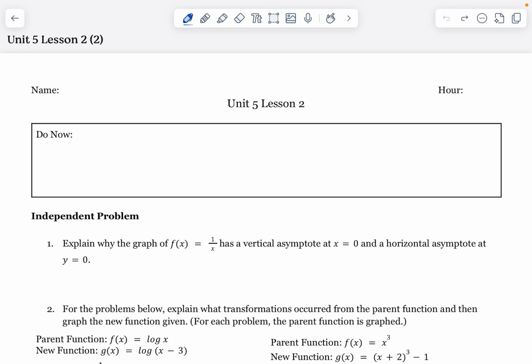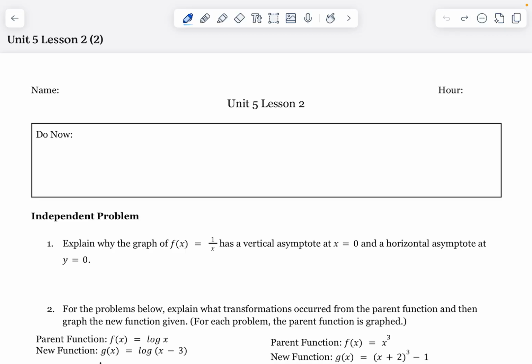Hi everyone, we are going to look at lesson 2. Some of these questions I want you to try on your own independently, so we're not going to go through every question on here. For those questions you can check the PDF of the answer key that's posted on Google Classroom.